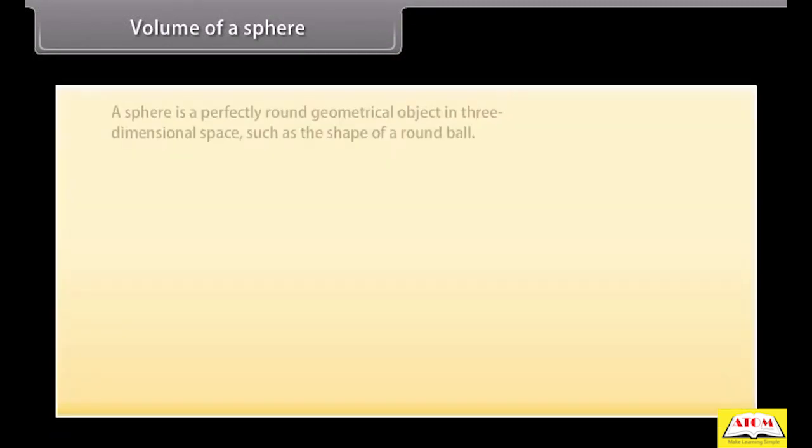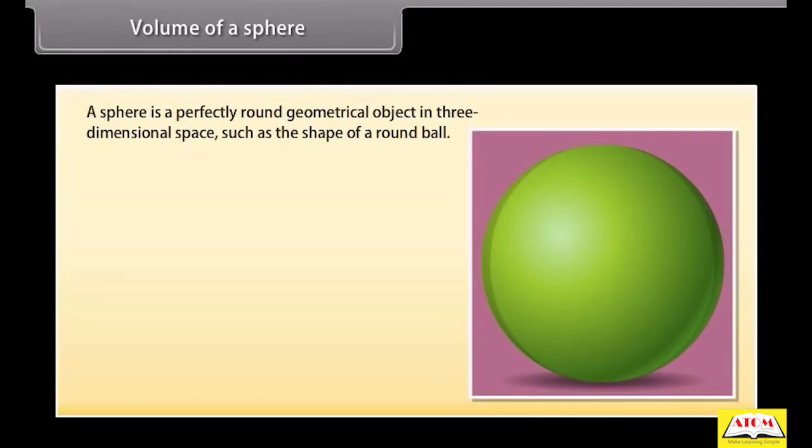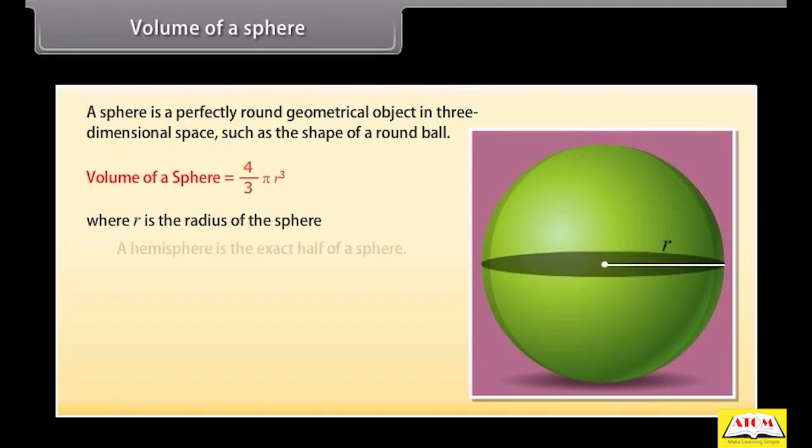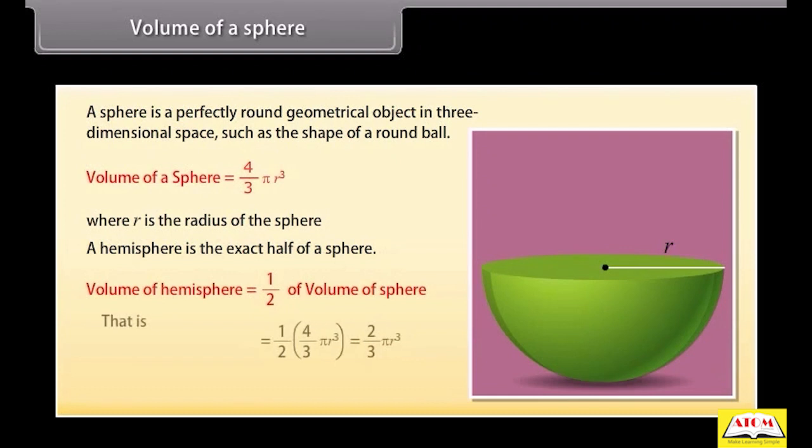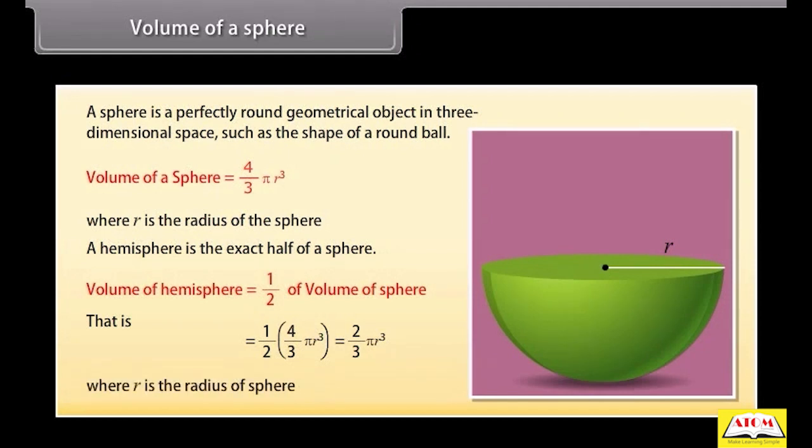Volume of a sphere. A sphere is a perfectly round geometrical object in three-dimensional space, such as the shape of a round ball. The volume of a sphere is given by 4/3 pi r cube, where r is the radius of the sphere. A hemisphere is the exact half of a sphere, and its volume is the half of the volume of a sphere. That is, volume of hemisphere is 1/2 into 4/3 into pi r cube, which is equal to 2/3 pi r cube, where r is the radius.